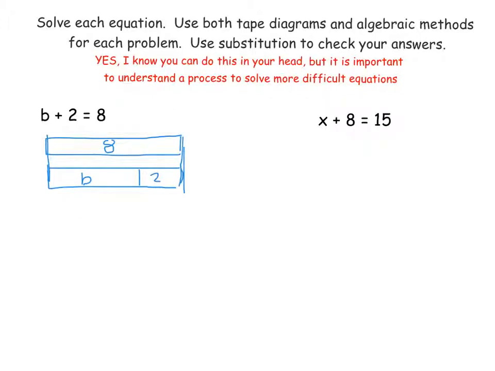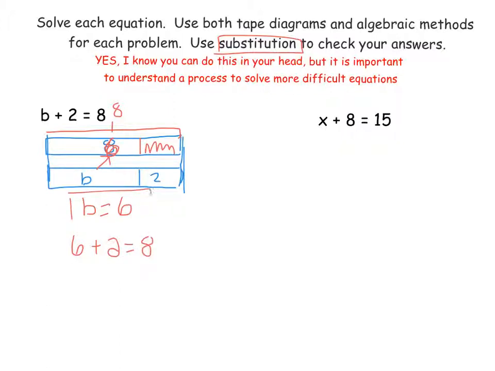So we can see that if we take this 2 away, and this whole thing was 8, this leaves us with 6. So b must equal 6. And we can check that by substitution. This is a really good habit to get into. So we knew it was 6 up front, but how you prove it is, like I had you do on yesterday's assignment, 6 plus 2 makes a true statement. So we know that this is our answer.